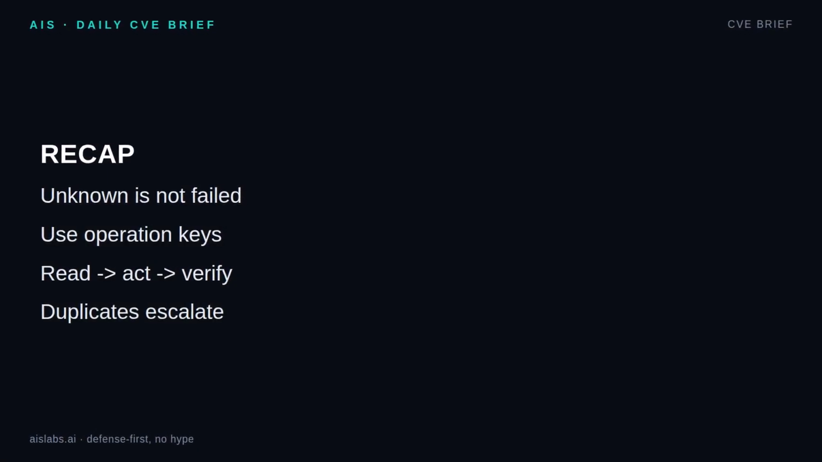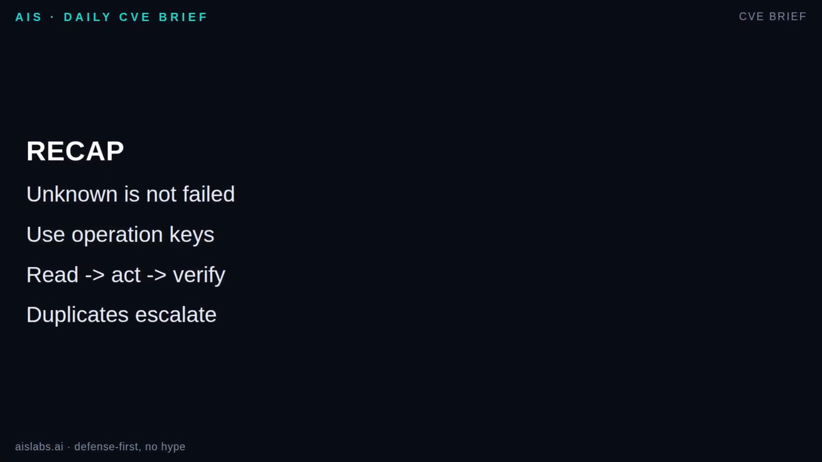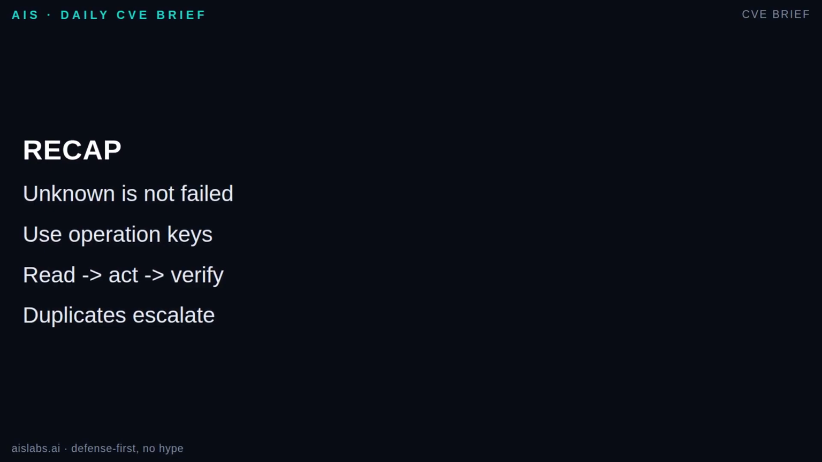3 beats to keep. First, a timeout is not proof the action failed. It is an unknown state, and unknown states require reads. Second, make every important write identifiable with an operation key: project, task, intended result. Third, close the loop by reading back and requiring exactly one matching object. 0 means unresolved. 2 means stop and escalate, never auto-delete. This is defensive engineering for AI agent tool use. Boring, explicit, and worth it.